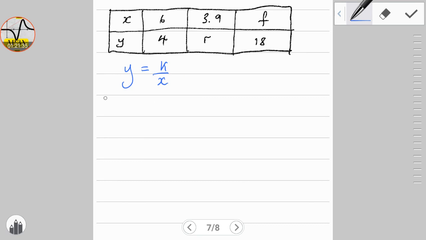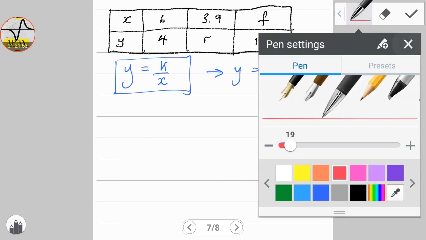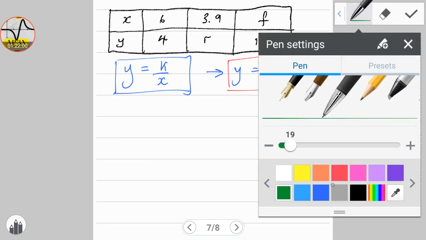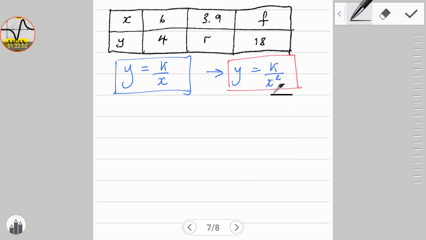That's the general rule. But because they say that y varies inversely as the square of x, you're going to find that this becomes x squared here. So this then becomes the formula that we are now working with, the adjusted formula. And it so happens that we got 1 mark just to write down that formula.